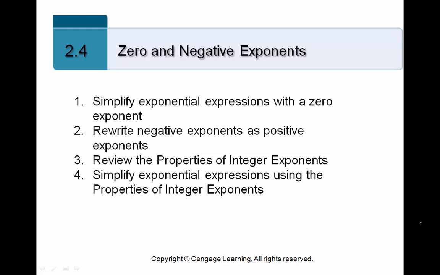Section 2.4, Zero and Negative Exponents. In this section, we will simplify exponential expressions with a zero exponent. We will rewrite negative exponents as positive exponents. We'll review the properties of integer exponents, and we'll simplify exponential expressions using the properties of integer exponents that we've been learning.